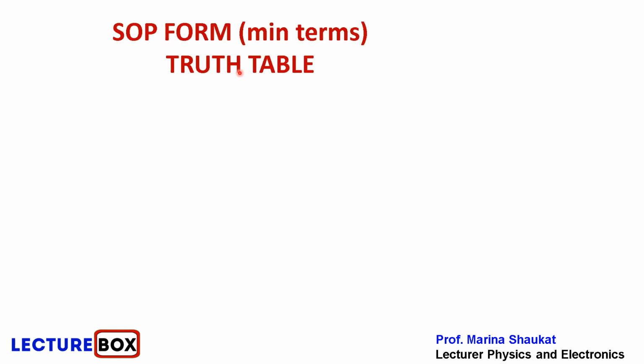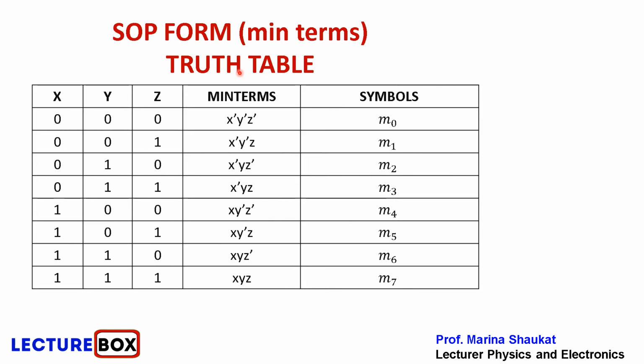Let's have a look at the SOP form truth table. Here is the truth table I am showing you. It is the truth table of three literals x, y, z. Z is the least significant bit and x is the most significant bit. The number of combinations is 2 raised to power 3, which equals 8. 4 times 0, 4 times 1. Alternate 2 times 0 and 2 times 1. 0, 1, 0, 1, and it is 4 times, so the total will be 8.